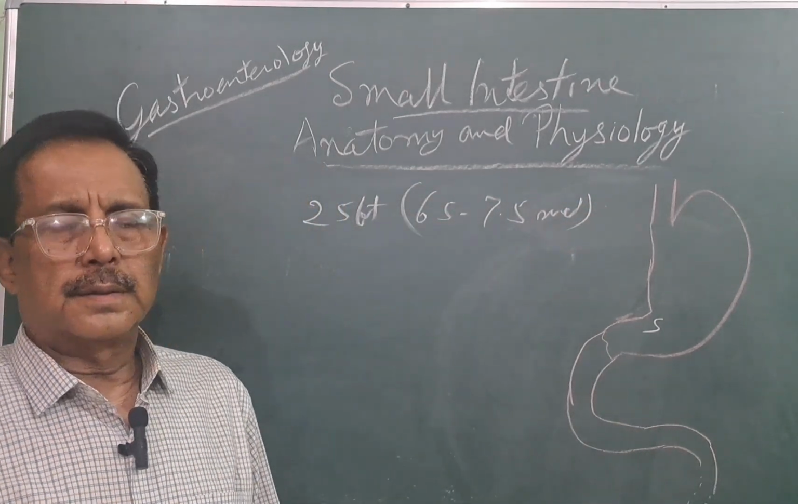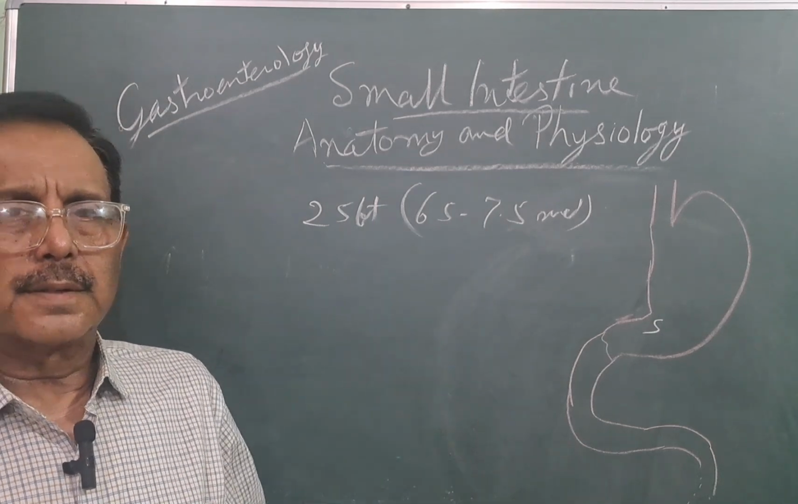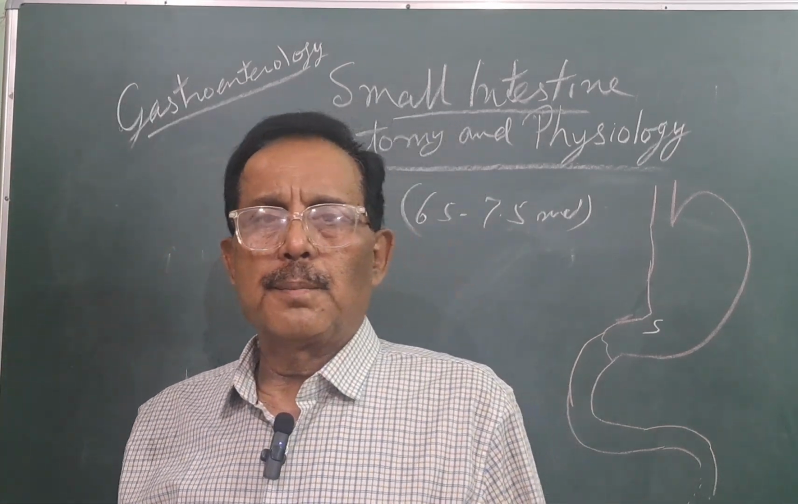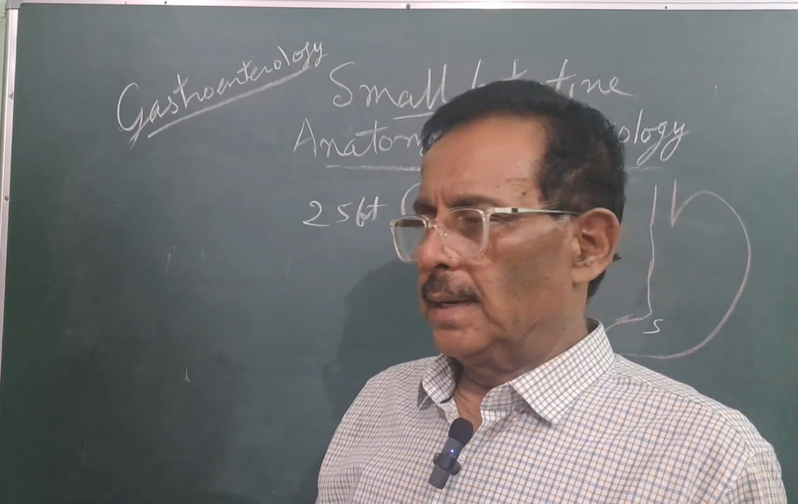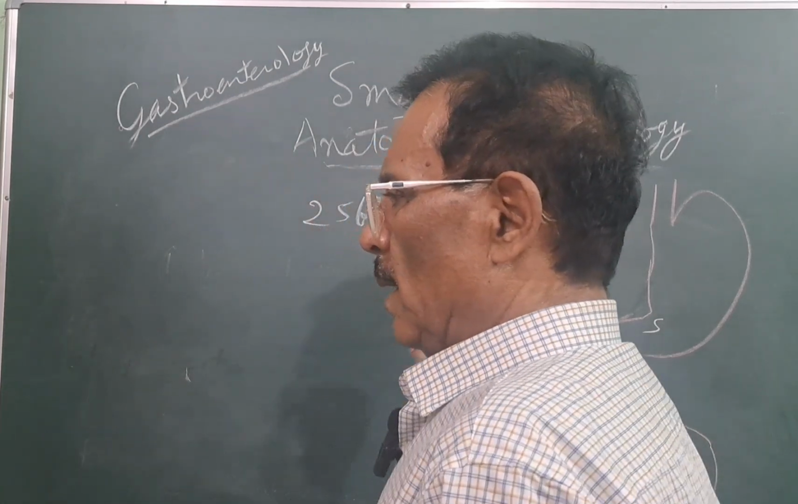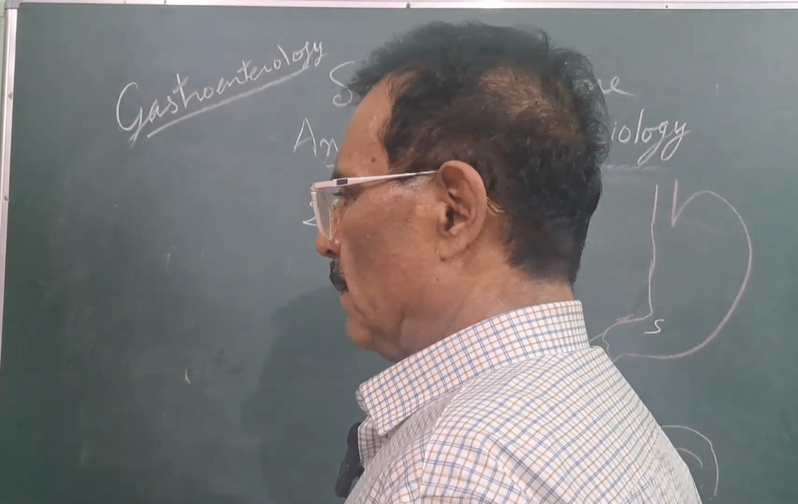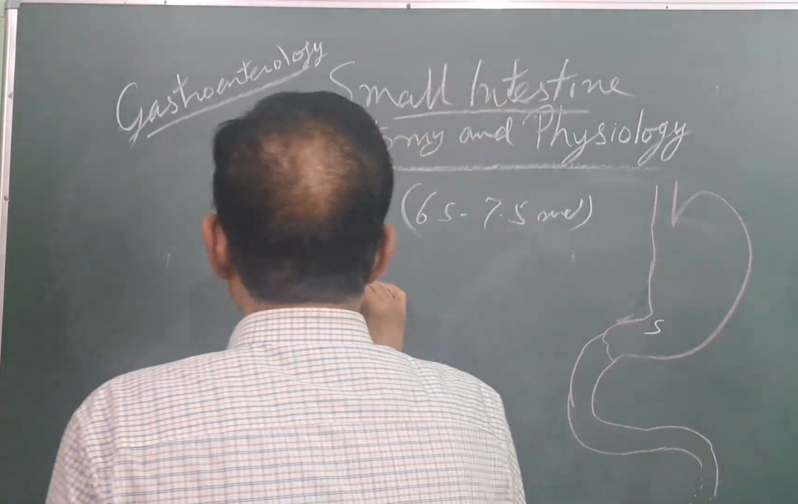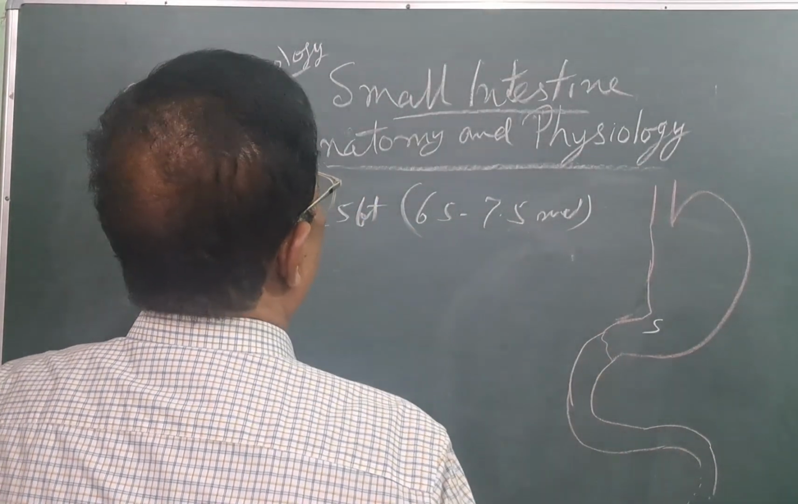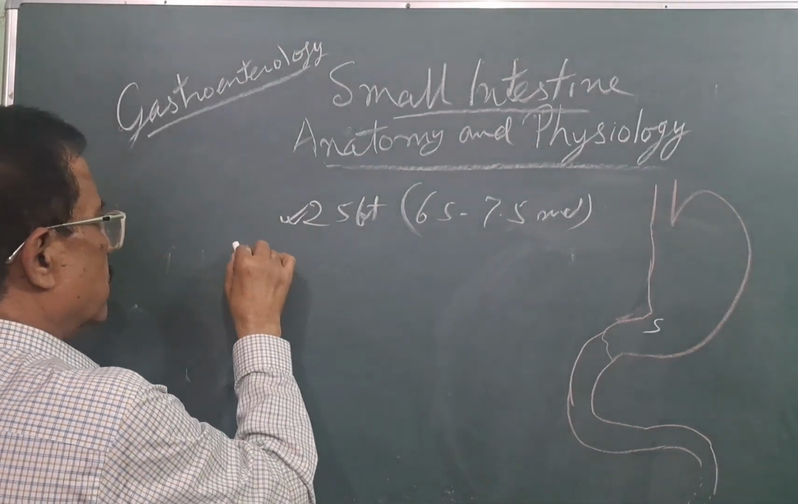This is the small intestine. It develops from the primitive gut tube, from the mid-gut portion of the primitive gut tube. This is what a small intestine is.